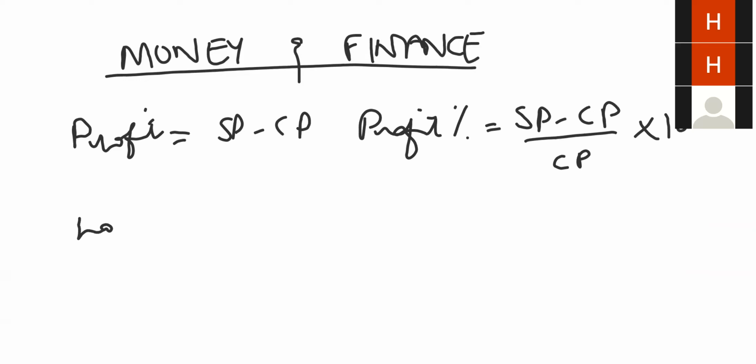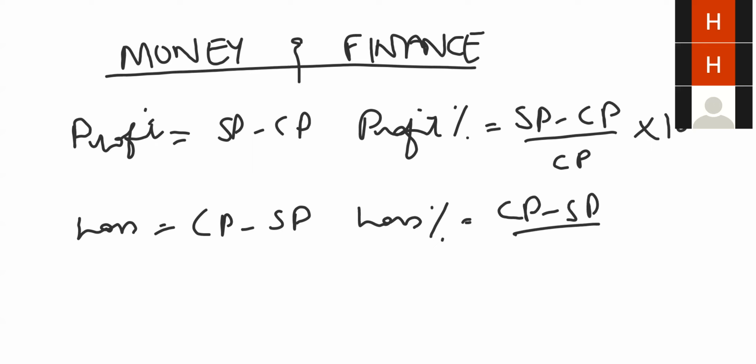And so our loss was cost price minus selling price, and our loss percentage was cost price minus selling price over cost price into a factor of 100. All right, we're already done with these questions and we've already done these formulas. So moving forward with it, what we're going to learn is our currency conversions. That was the first topic of the chapter that we started.